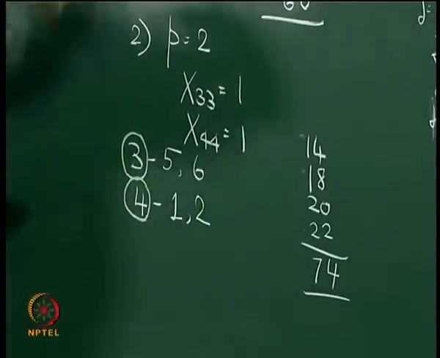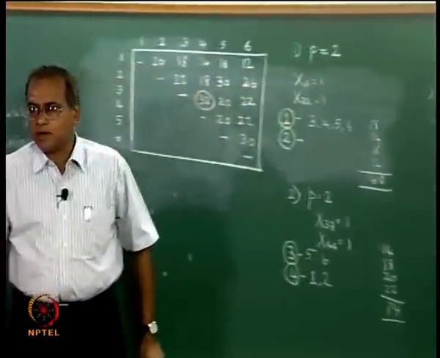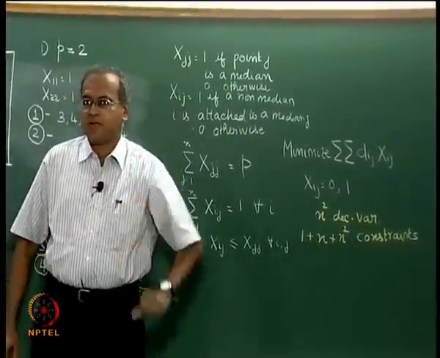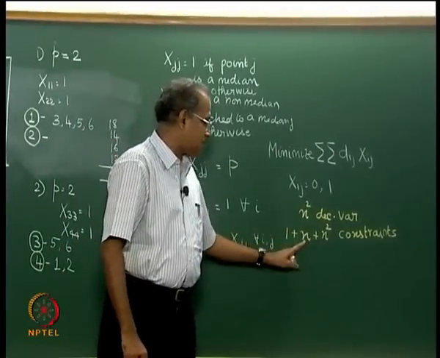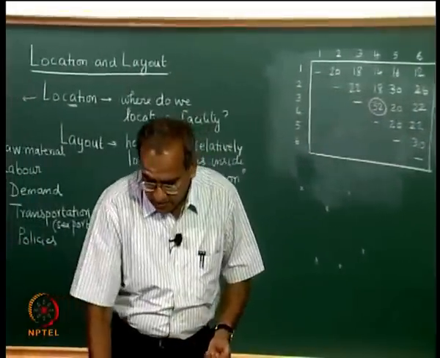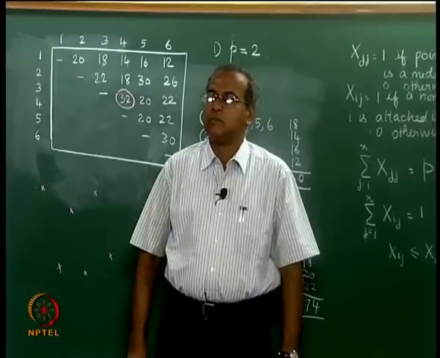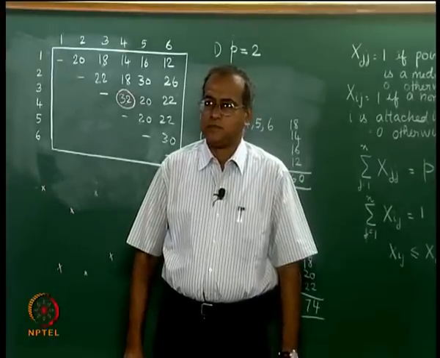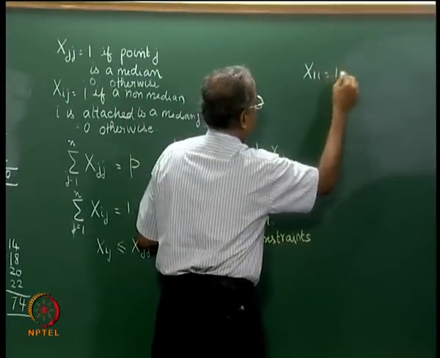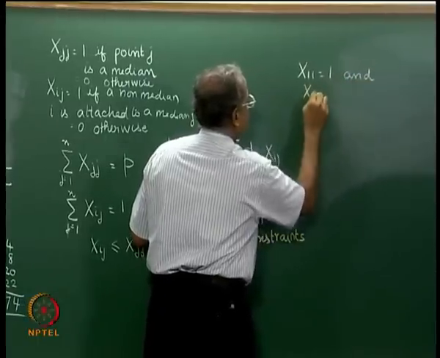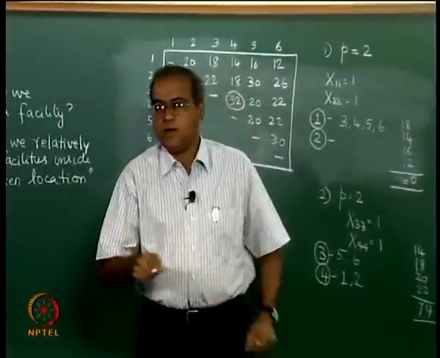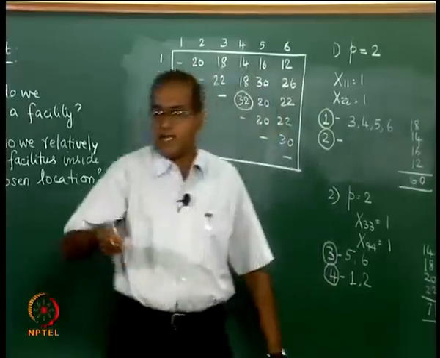Now, if we try and solve this problem as a binary integer programming problem with, as I said, n equal to 6, there are 36 decision variables, and then we have 36 plus 6, 42 plus 1, 43 constraints. We would get the optimum solution: X11 equal to 1 and X22 equal to 1.